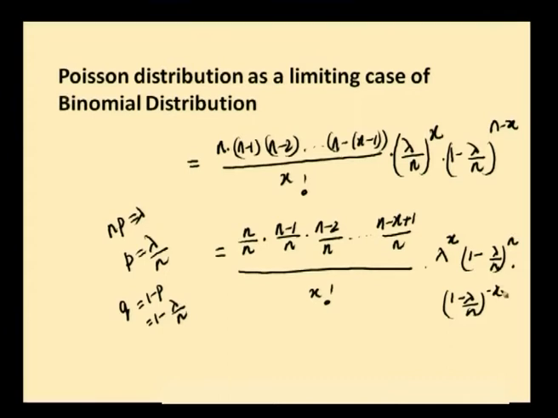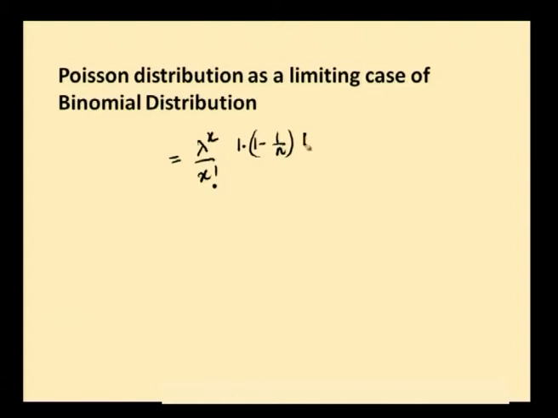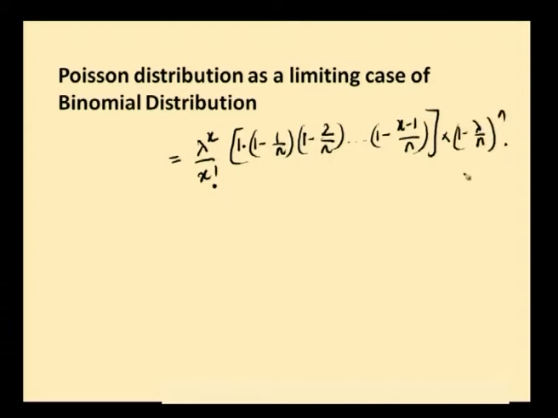So, what will happen in the next calculations? You will have lambda power x by x factorial, which I will take outside, and then you will have 1 into (1 minus 1 by n) into (1 minus 2 by n) etc. (1 minus (x minus 1) by n), that by x factorial is taken outside, and in that the product is (1 minus lambda by n) whole power n into (1 minus lambda by n) whole power minus x.